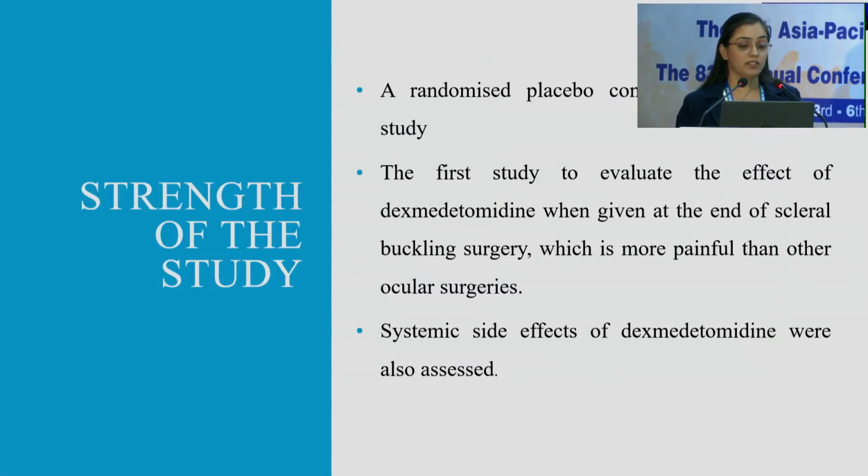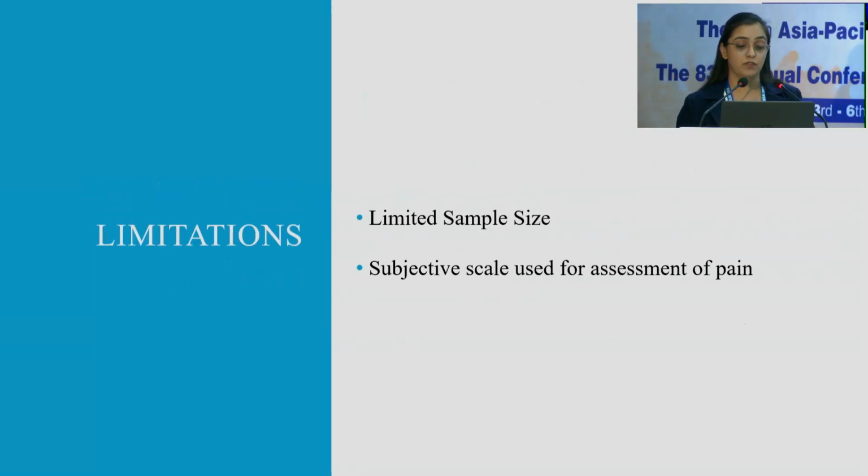The strength of the study is that it is a randomized placebo-controlled double-blind study. It is the first study to evaluate the effect of dexmedetomidine when given at the end of scleral buckling surgery, which is more painful than other ocular surgeries. The systemic side effects of dexmedetomidine were also assessed. Limitations were the limited sample size and the subjective scale used for assessment of pain.